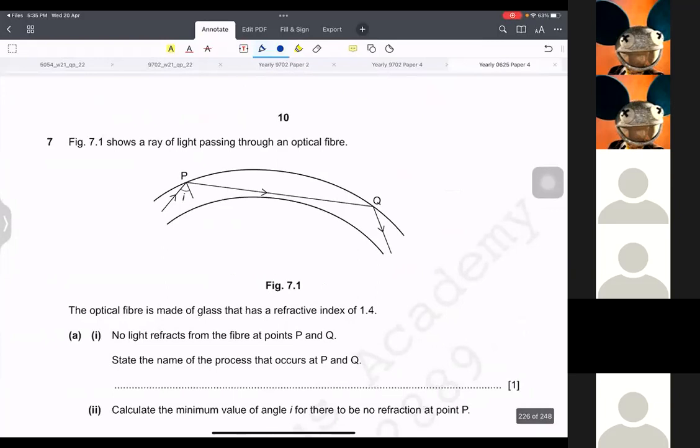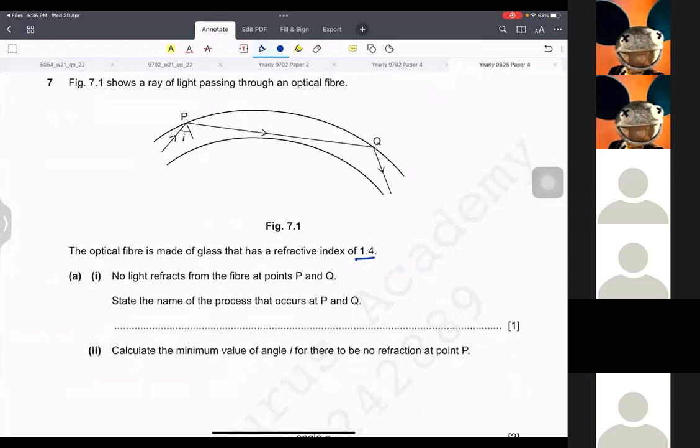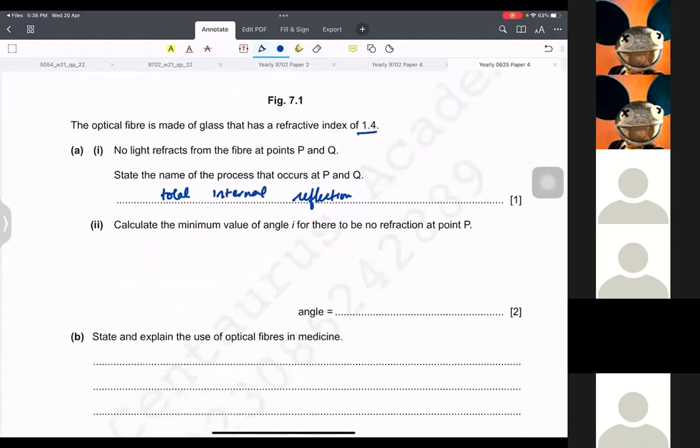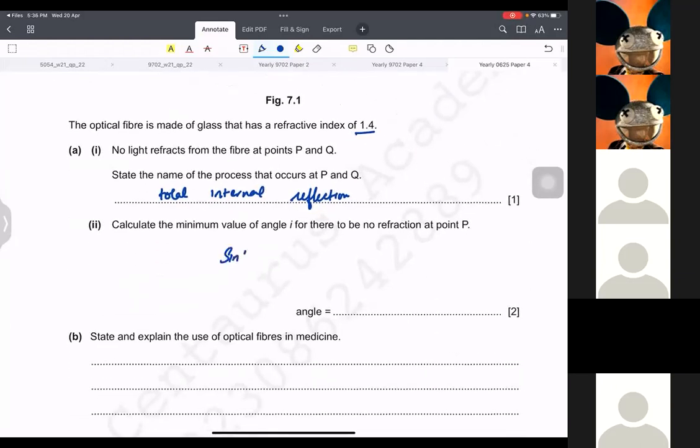The optical fiber is made of glass that has a refractive index of 1.4. Now light refracts from fiber P to Q. State the name of the process occurring. That's total internal reflection because it is reflecting inside. Calculate the minimum value of angle I for there to be no refraction. That has to be the critical angle. So sine C equals 1 upon 1.4. That is the value. So C will be sine inverse of 1 upon 1.4.